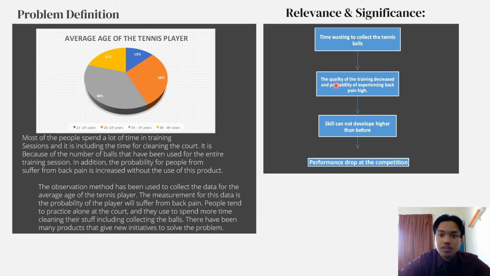So next is the relevance and significance. I will give you an example. If people waste their time collecting the tennis balls, the quality of the training decreases and the probability of them experiencing back pain is high. The effect of that is the skill cannot develop higher than before, and their performance will drop at the competition. If you look at the pie chart, the largest age group of people that play tennis is from 30 to 39 years, and the smallest is from 13 to 19 years.